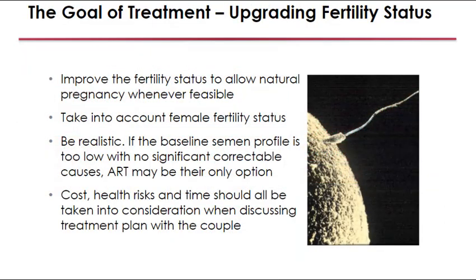The goal of management is to allow natural pregnancy whenever feasible. The female fertility status must be taken into account when recommending treatment. One must be realistic. If the semen profile is too low and normalization is unlikely, assisted reproductive technology, or ART, may be the couple's only option. Other factors that must be taken into consideration in discussing a treatment plan include cost, health risks, and the time required to complete the treatment.